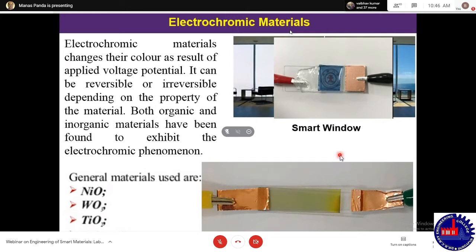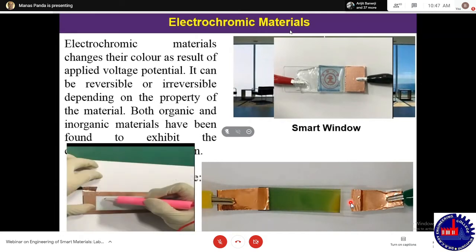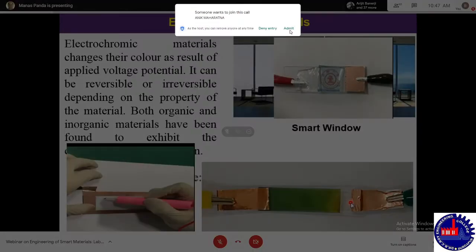In the video below over here, you can also see how this is changing color. Slowly it is changing color from transparent to green. Okay, and utilizing this same principle, you can even do electrochromic writing.